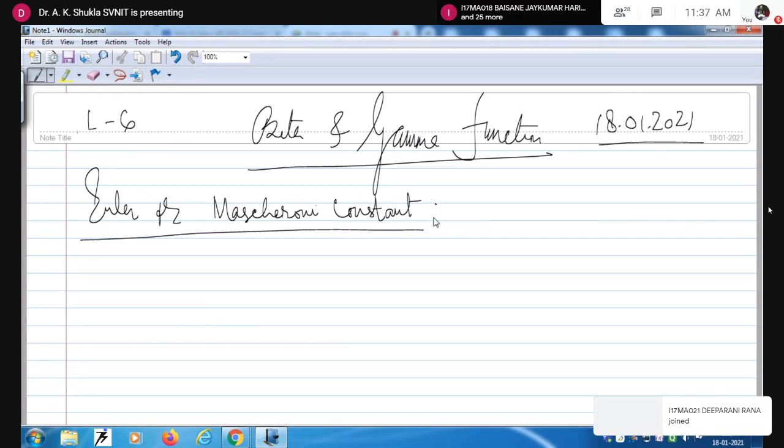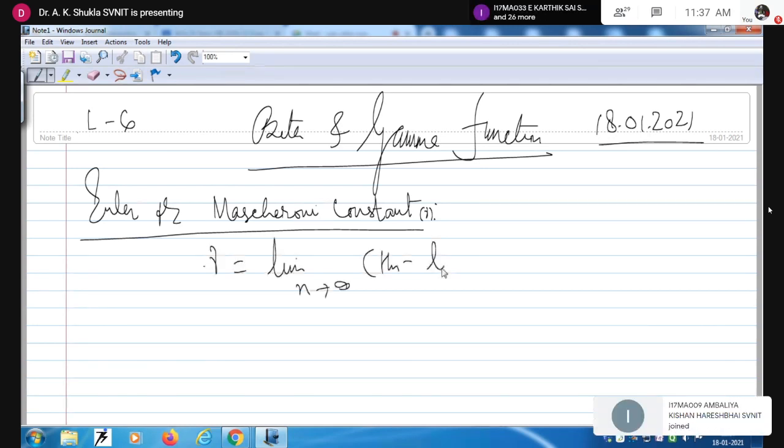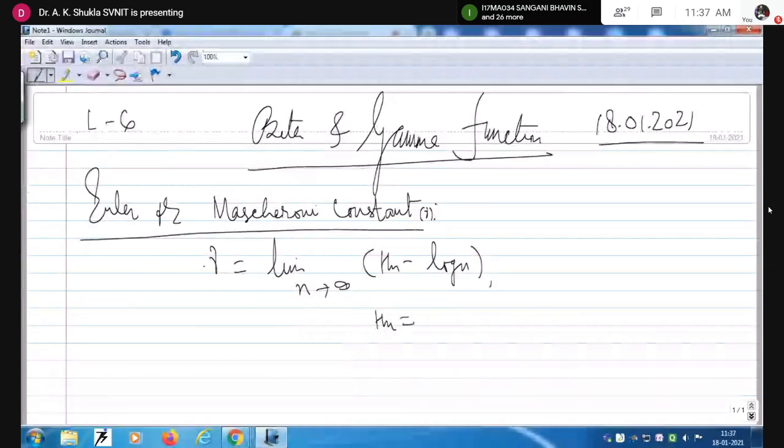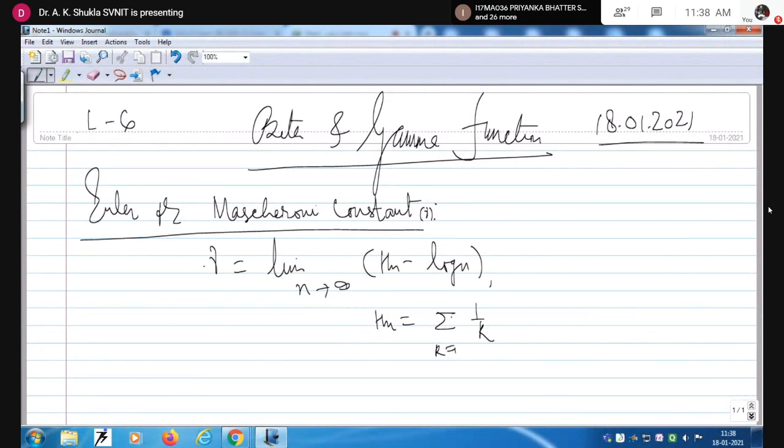So we also arrive at the conclusion that this constant is your gamma, and finally we arrive at the conclusion: gamma is defined as the limit as n tends to infinity of Hn minus log n, where Hn is given by the sum of 1 upon k, with k equal to 1 to n.